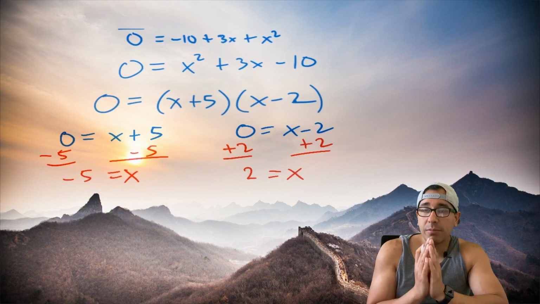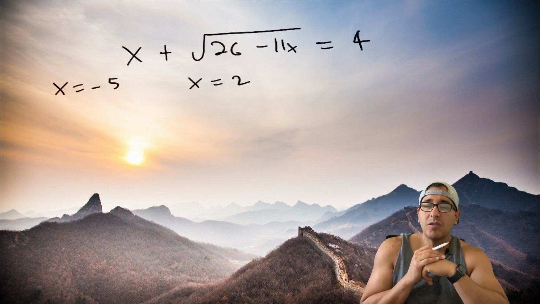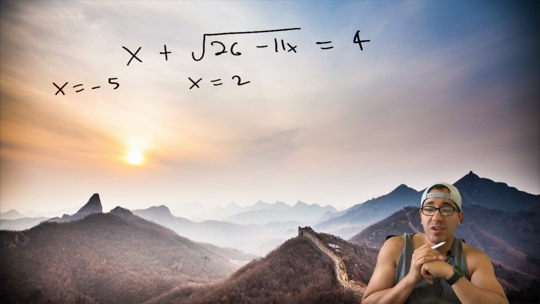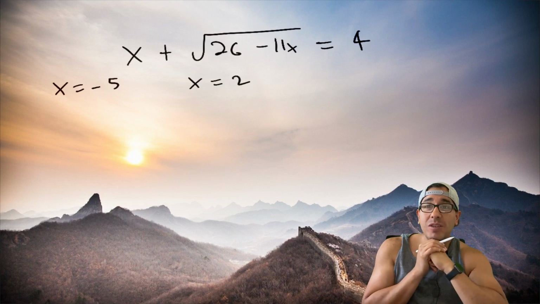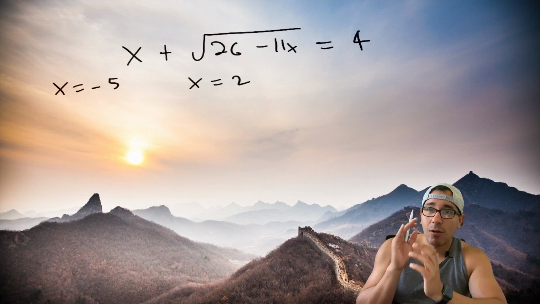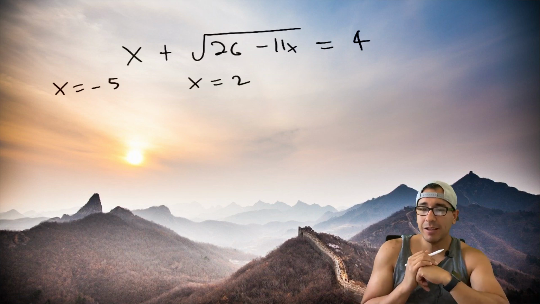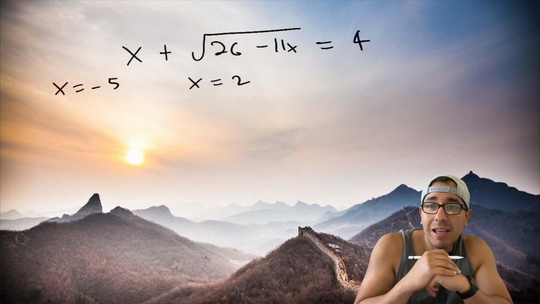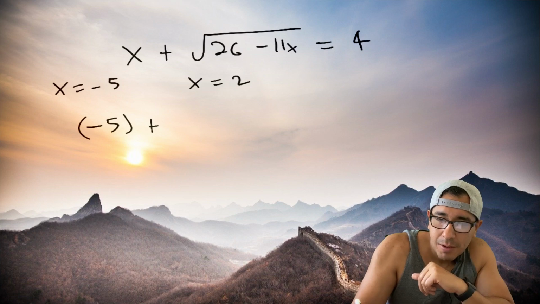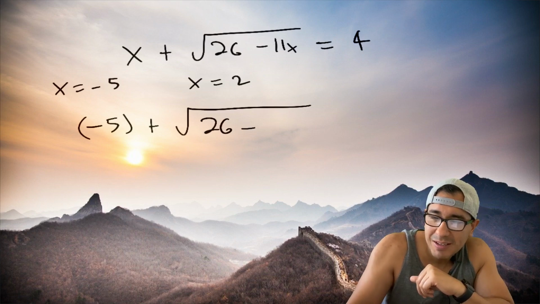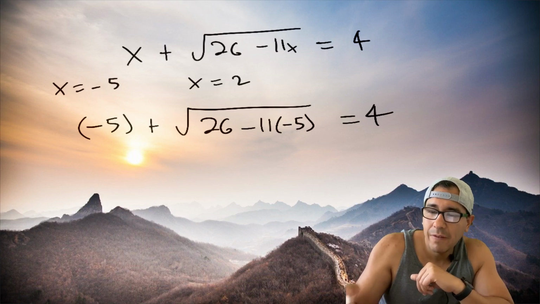And remember, where do you plug them in? You plug them back into the original equation. All right, so here we have our original equation and we have our two possible solutions. So we're going to plug each one of those in one at a time. So I'll do one and then I want you to do the other. I'm going to plug in the -5 and then you plug in the 2. So I got -5 plus the square root of 26 minus 11 times -5 equals 4.